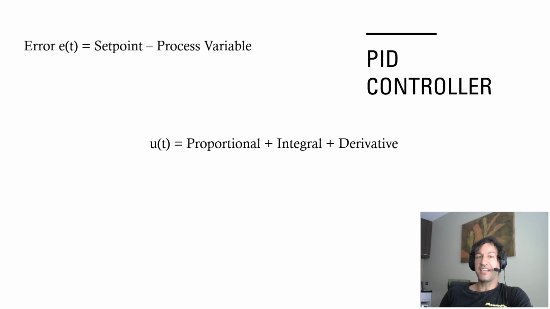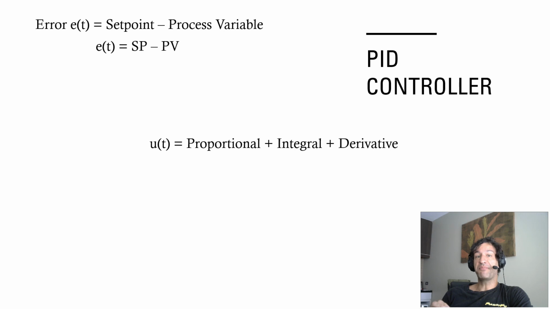Another important thing is the error. The set point would be the desired position of this robot, and the process variable would be the current position of the robot. So the error would be the distance from the current position to the desired position. This is the error. So as I said, to get the new acceleration we need in order to move this robot, we need to add the proportional, integral, and derivative components.